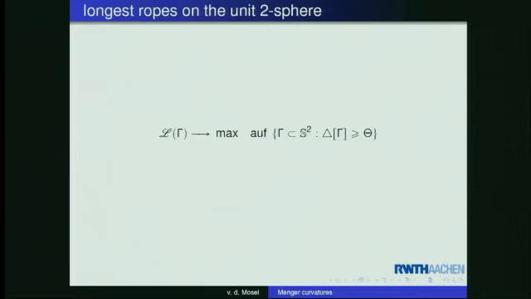It's not at all sensible to look for the longest curves on the unit sphere, because you can enlarge the length by just inserting wiggly parts to make the length of a curve arbitrarily long.